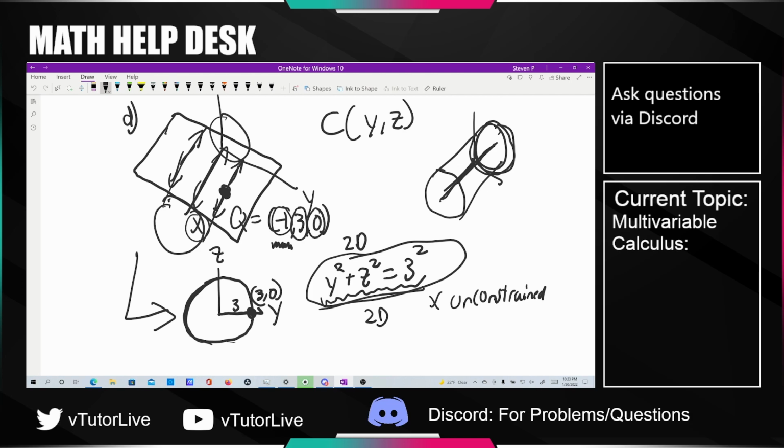Exactly, like a little block of wood, and it just goes right through the center, right there. Yeah, so that's part D. Does anybody have any other specific questions they'd like to ask about this problem or others?